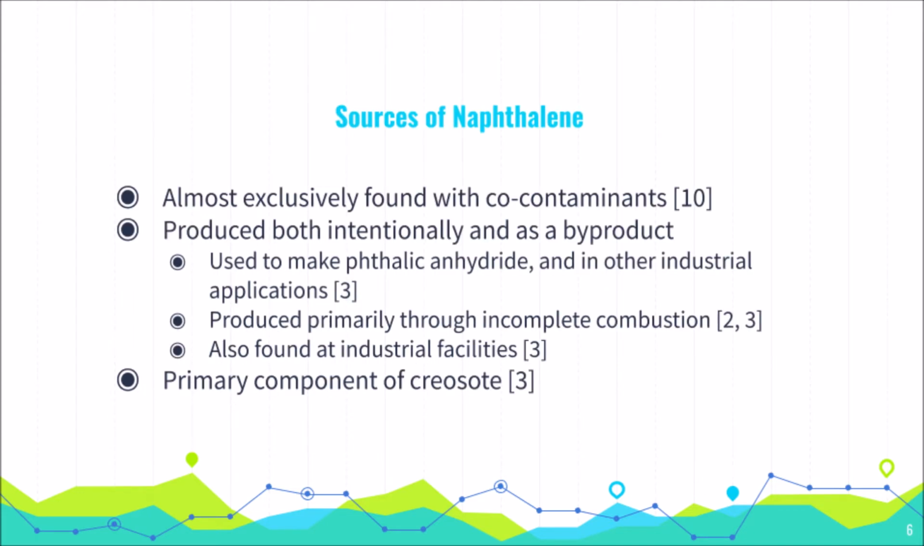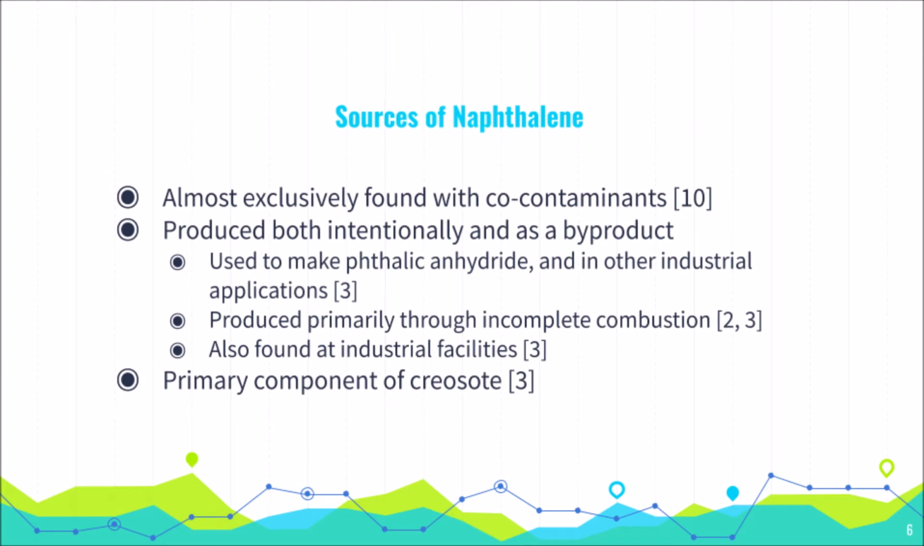Now, it's very rare to find naphthalene contamination in soils in isolation, as most industrial activities producing or using naphthalene involve many other organic chemicals, including other PAHs. Naphthalene is sometimes produced intentionally as a product, where it's used to produce phthalic anhydride, industrial dyes, plasticizers, synthetic resin, celluloid, propellants, solvents, lubricants, or for use as a pesticide.